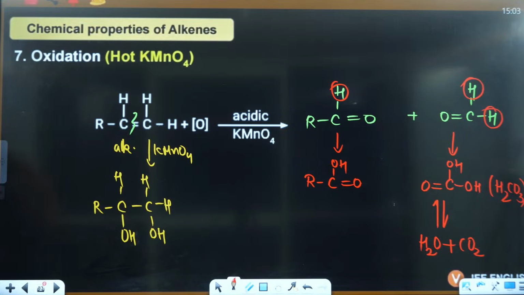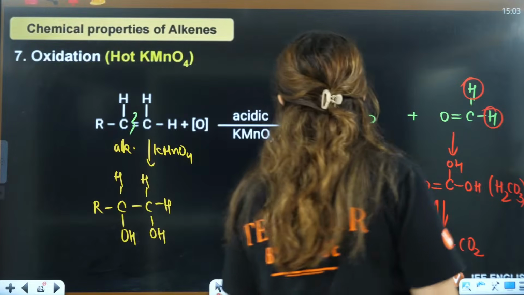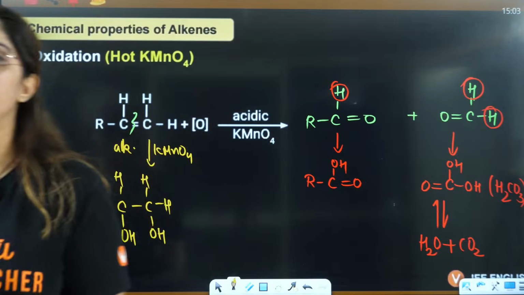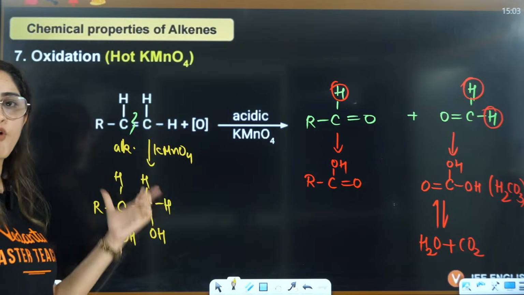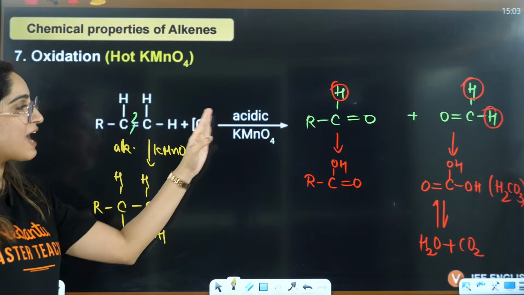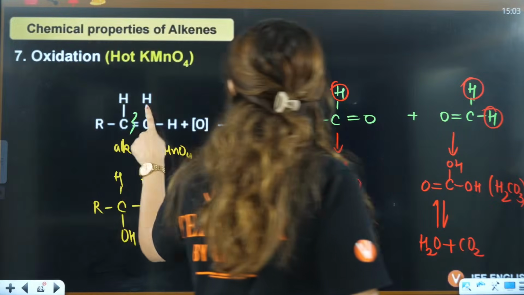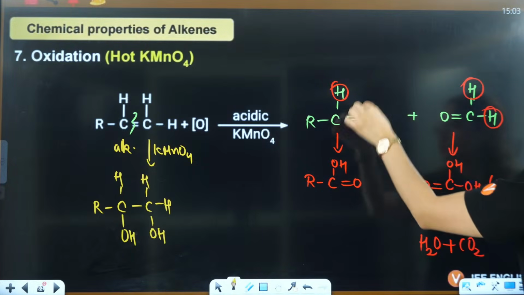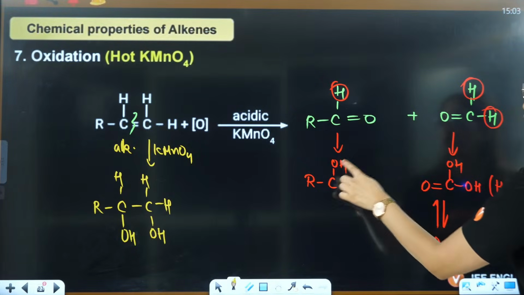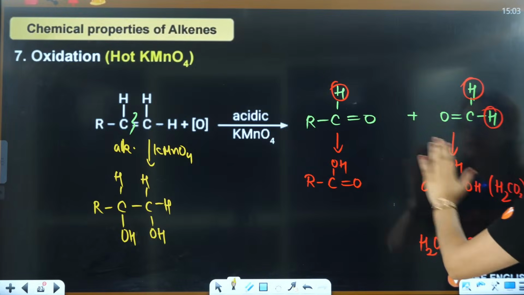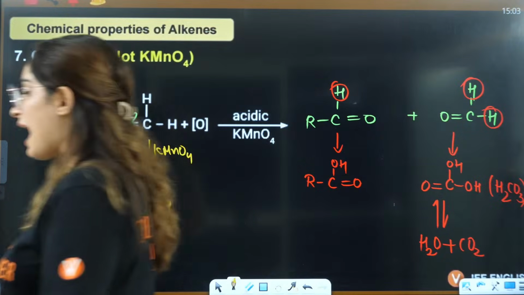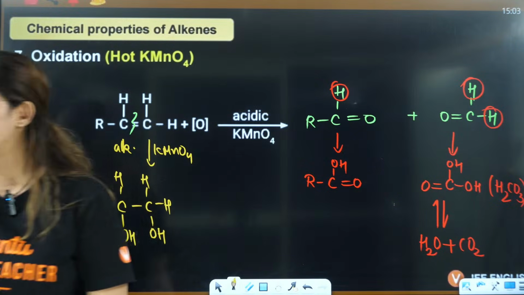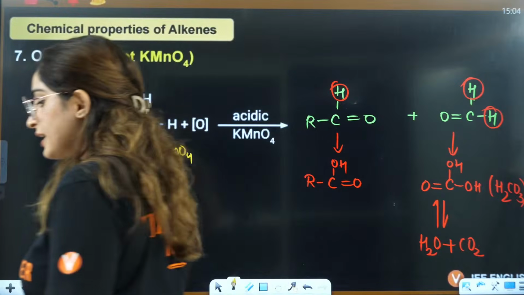Awesome. Tell me, is that clear? If you have dilute and alkaline KMnO4, directly vicinal diols are formed with the same reactant. If you have acidic KMnO4, then firstly break the double bond, attach double bond O, then the hydrogen that is directly attached to the carbonyl carbon is converted to OH, and that's how you will have the formation of acids. Tell me, everybody, is that clear to all of you or not?